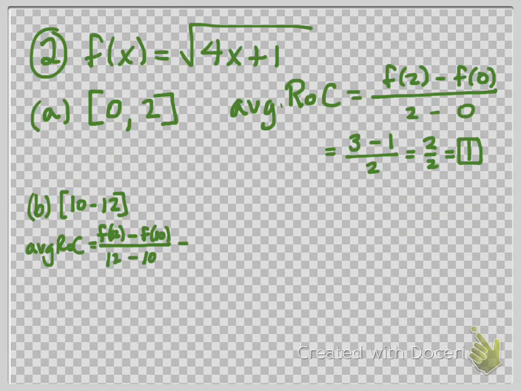All right? And you'll have some functions where you need to do some work on paper to compute these values, where obviously when you look at one this simple, it's pretty straightforward. But f of 12 would be the square root of 4 times 12 plus 1, which is 49, which gives me 7. Yes? How about 10?